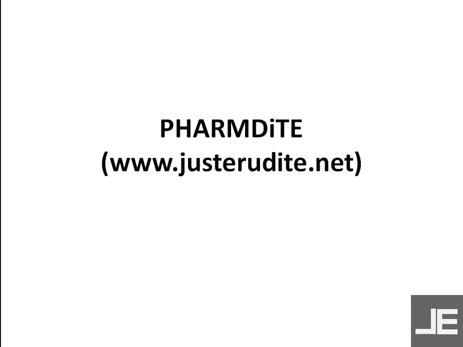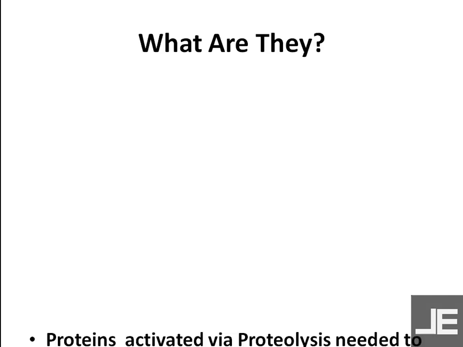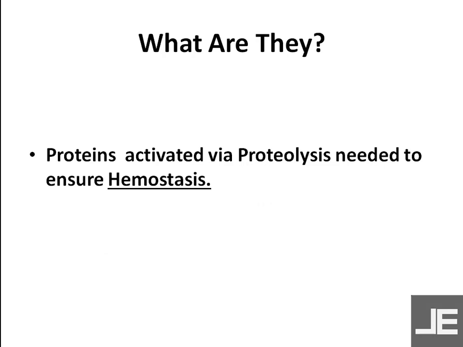Today we're talking about the clotting factors. Now, what are clotting factors? Basically, they are sets of proteins that are activated via proteolysis, basically involving breakdown of protein. These proteins are needed for what? Hemostasis. And you're thinking, what's hemostasis? Hemostasis is, obviously, what it sounds like: hemo, blood, stasis, stoppage, blockage. So you're trying to prevent blood loss. That is what hemostasis is in layman's terms.